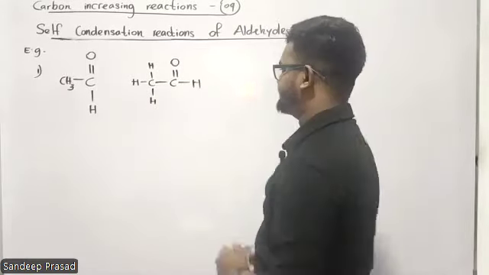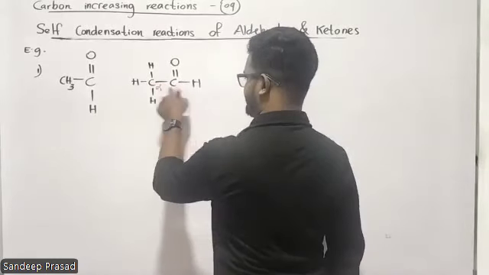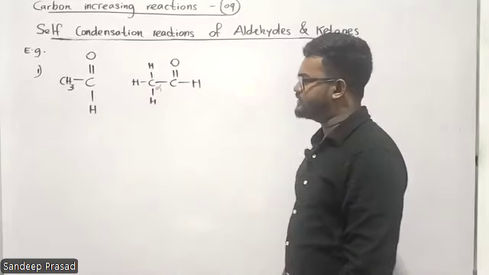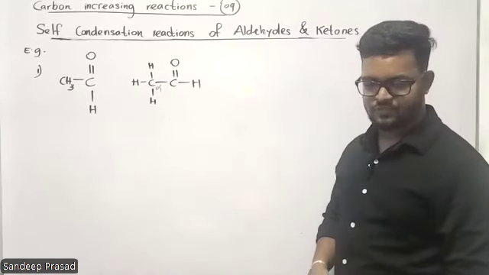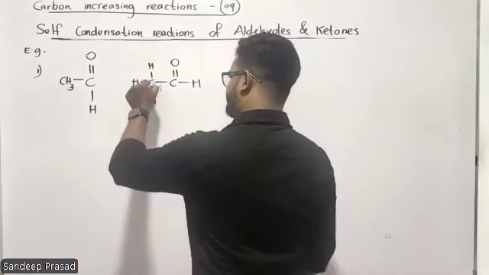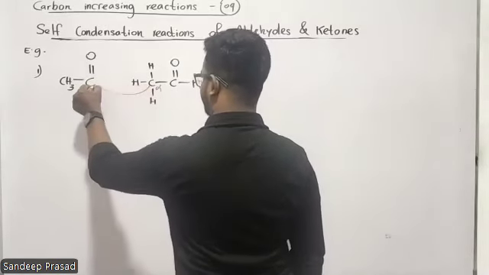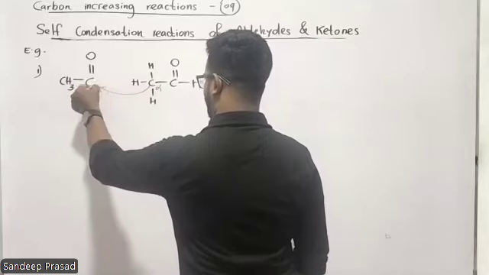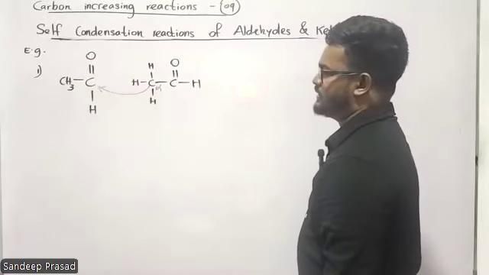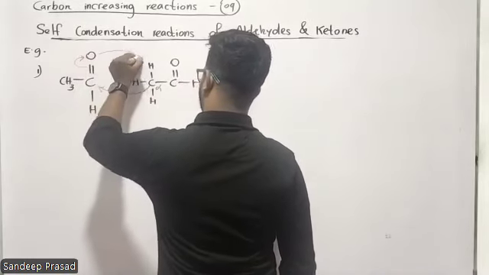So we know what happened actually. This is the alpha carbon, right? The carbon atom which is close to the carbonyl group carbon atom is known as the alpha carbon. So we know that this carbon has to connect to the carbonyl carbon in the other compound, right? Then this carbon-oxygen bond is breaking. Oxygen is taking this hydrogen.